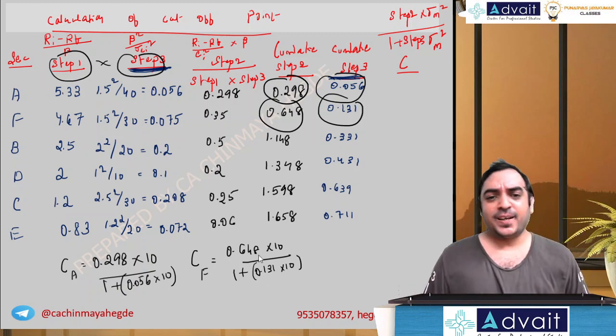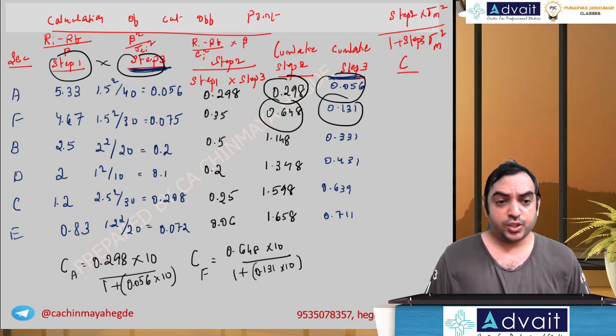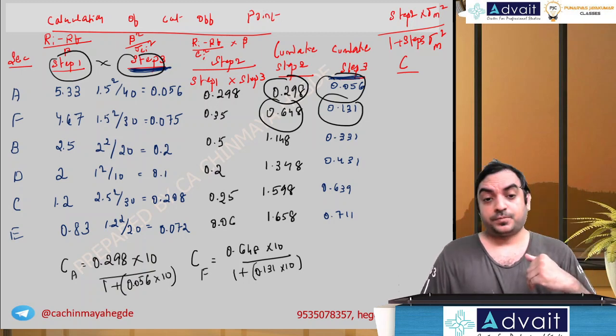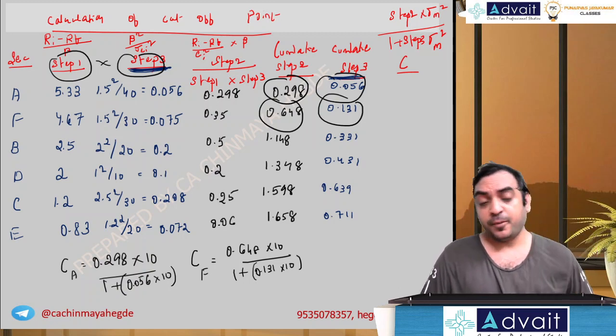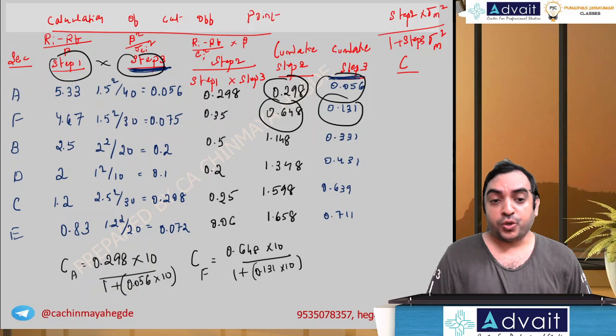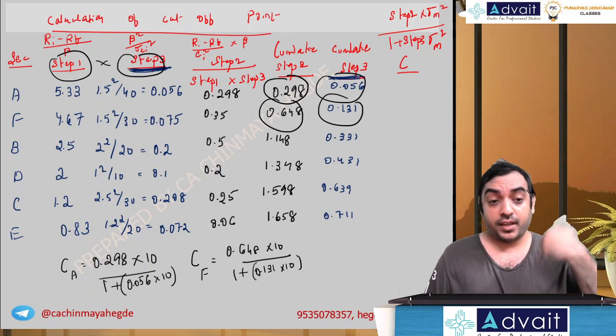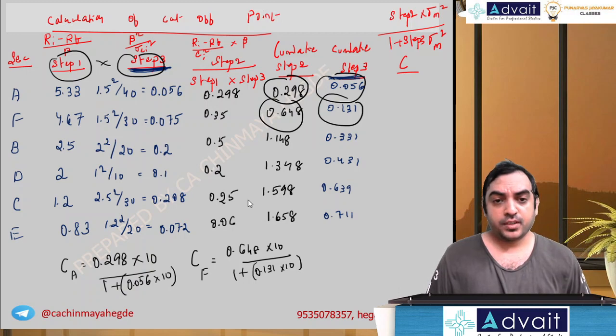So how to calculate in the calculator? Use the M plus function. Let me show it to you, the first one. Always calculate the denominator first, then keep that in memory. So 0.056 for A into 10, you get 0.56, plus 1, you get 1.56, M plus. Keep that in memory. Then you do the numerator: 0.298 into 10, you get 2.98. Then divide by MRC, equals. You get 1.91 something.